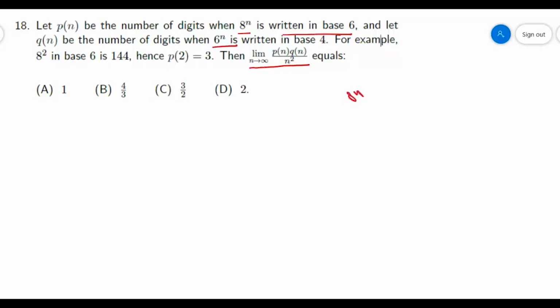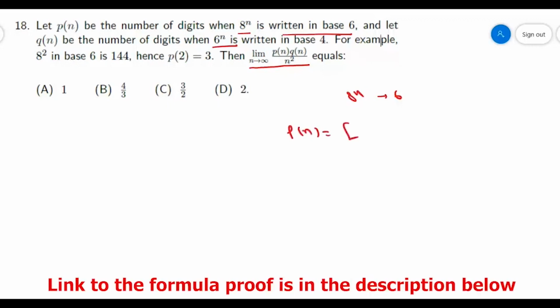So if we write 8 to the power n to the base of 6, then the number of digits Pn is given by the greatest integer function of log of 8 to the power n to the base 6, and then plus 1. So this is the formula to find the number of digits in another base. In the same way, we can find the number of digits Qn when the base is 4. So Qn will be the greatest integer of log base 4 of 6 to the power n, plus 1.